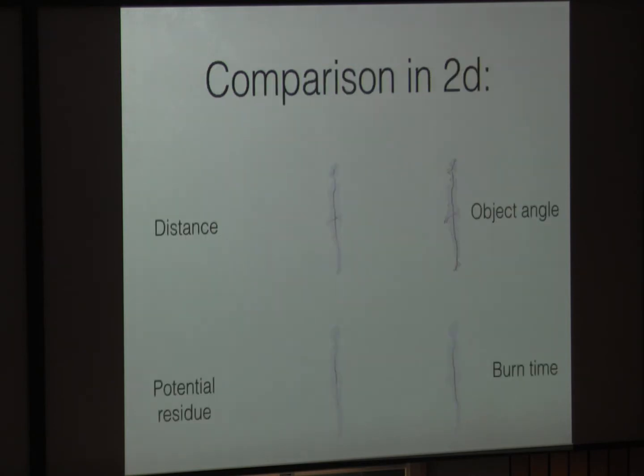Okay. So in 2D, and I thank Dave Letcher for these, here the darker indicates a higher value. You can see what the distance function versus object angle versus potential residue and burn time look like. And again, potential residue and burn time are both quite nice in that they stay much larger at core features of the shape. They aren't as noisy. If you look at object angle, things are appearing and disappearing.